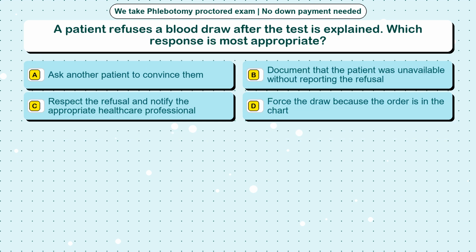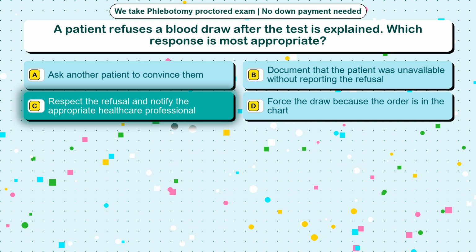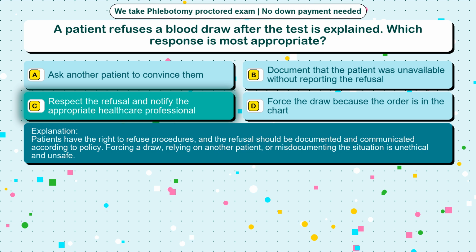Question 32. A patient refuses a blood draw after the test is explained. Which response is most appropriate? Option A. Ask another patient to convince them. Option B. Document that the patient was unavailable without reporting the refusal. Option C. Respect the refusal and notify the appropriate healthcare professional. Option D. Force the draw because the order is in the chart. The correct answer is option C. Respect the refusal and notify the appropriate healthcare professional. Patients have the right to refuse procedures, and the refusal should be documented and communicated according to policy. Forcing a draw, relying on another patient, or misdocumenting the situation is unethical and unsafe.